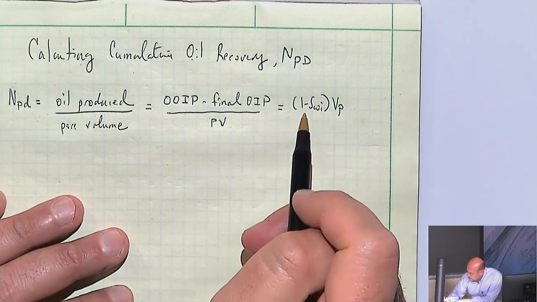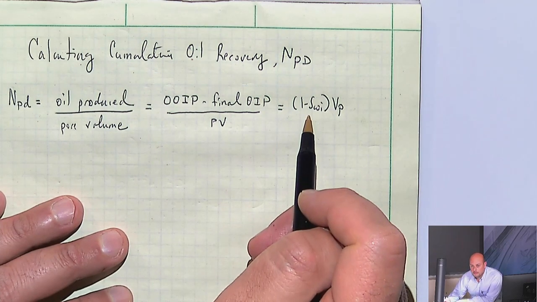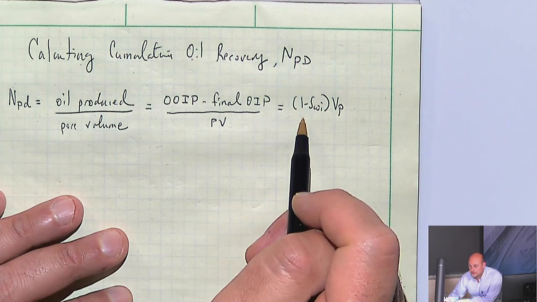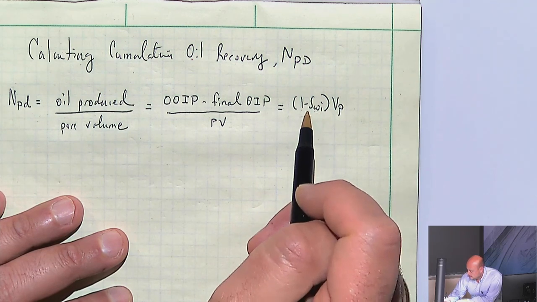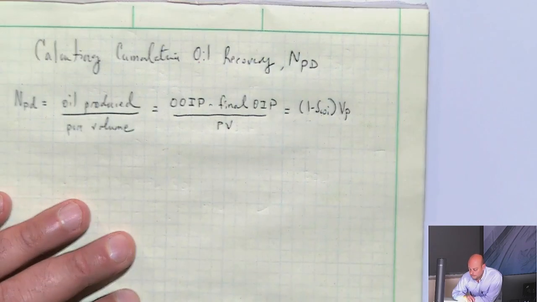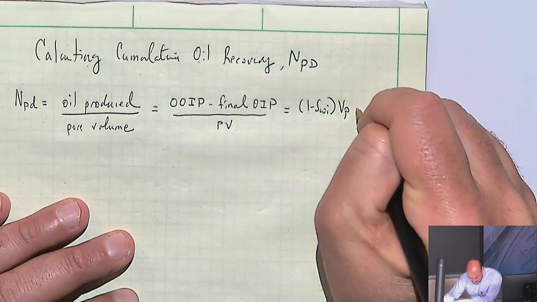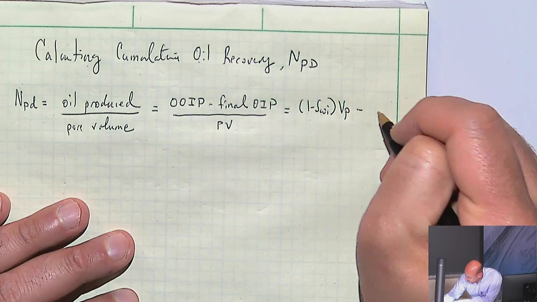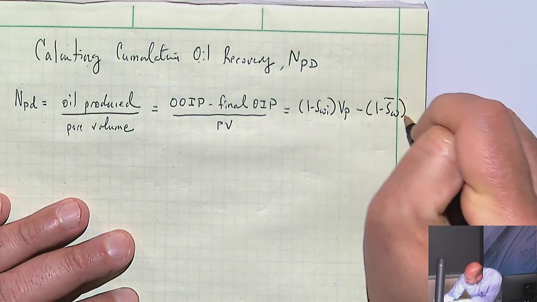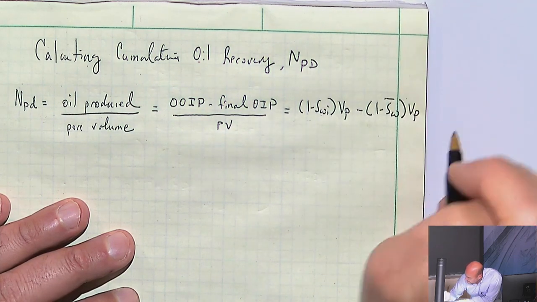And the initial oil in place is 1 minus the initial water in place times the pore volume. Everybody see that? So I've got some water present. Everything that's not water is oil. We're just talking about two-phase flow. So 1 minus SWI is SO. SO times VP is the original oil in place. Minus the final oil in place is going to be 1 minus SW average times VP.